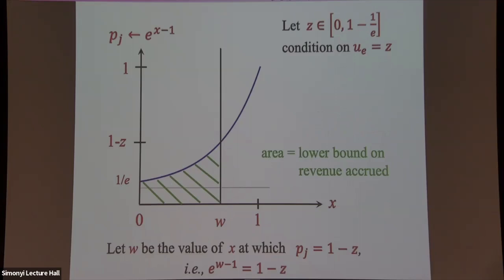And why do I say lower bound? Why don't I say equal to the revenue accrued? Because even if x lies here and PJ is bigger than this value, maybe revenue is accrued. Nobody says that J will not be matched then. But we know that J is definitely matched whenever x is in this interval.